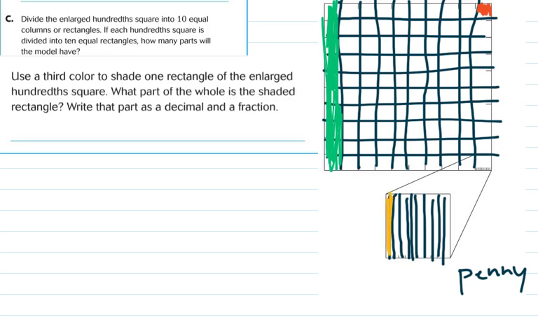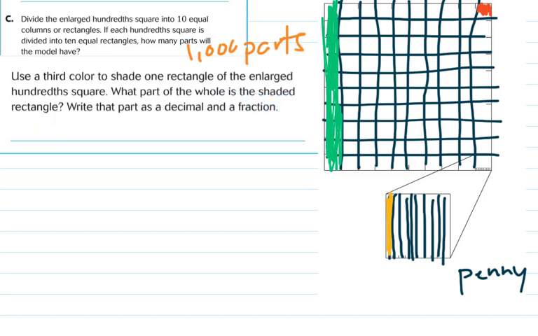If we notice, boys and girls, this question up here says how many parts will the model have? We would say that in this bottom part here, it would have 1,000 parts. So we're going to write that down. 1,000 parts. And now we're going to go on to our last part of our activity. It says use a third color to shade one rectangle. We shaded that one rectangle yellow. And it says what part of a whole does the shaded rectangle represent?